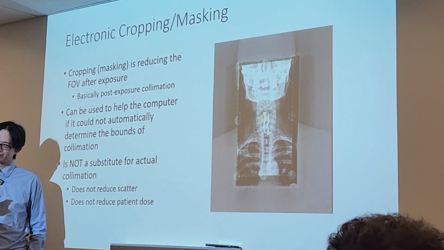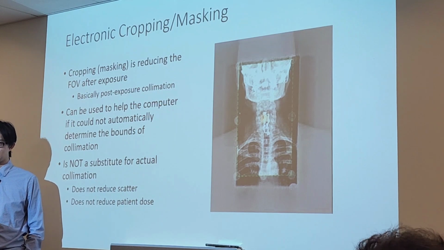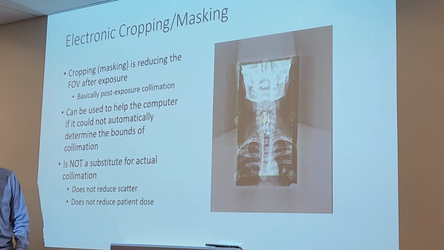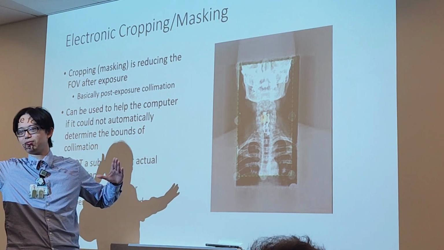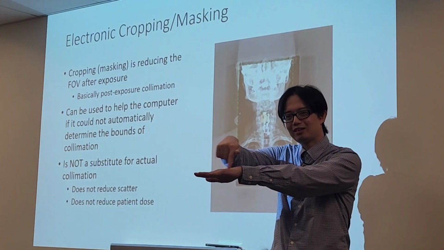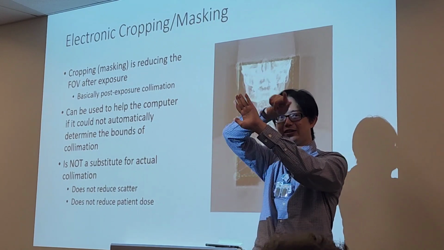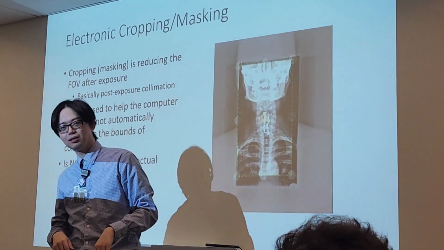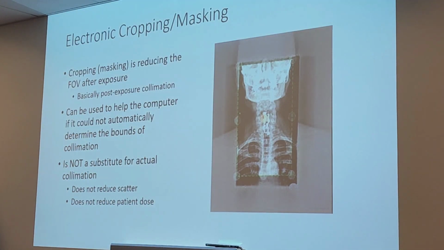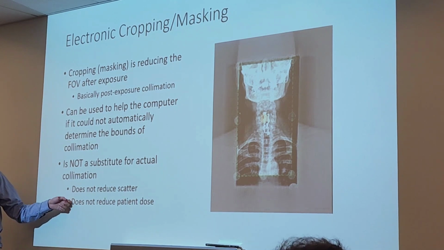You're not really doing anything to help the patient. You've still got the exposure, you've still got the patient dose. If you're doing a hand and you open up your light 17 by 17 and you blast the entire forearm, and then afterward you crop it to this nice little hand right here, it looks nice, but the patient's arm still got blasted by X-rays. So what is the point? Cropping, masking, not a substitute for collimation. It does not reduce patient dose.